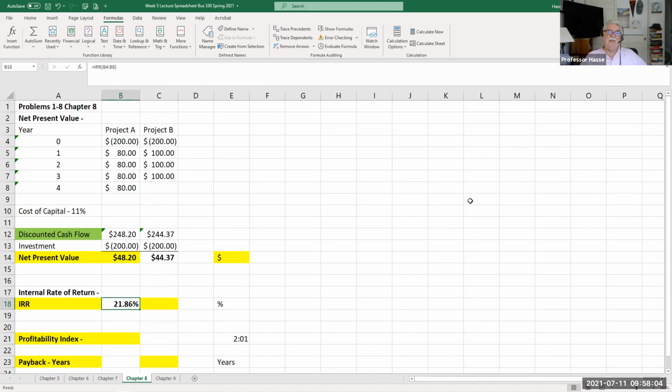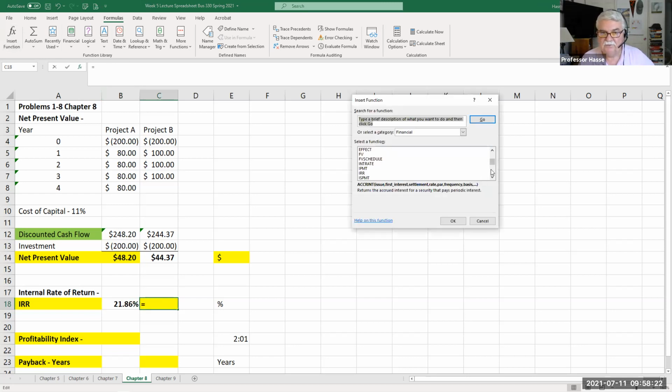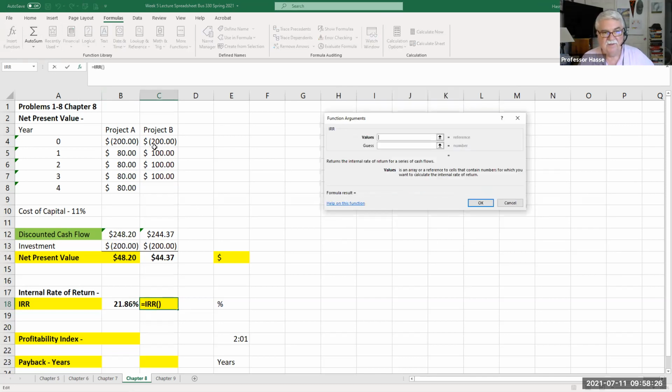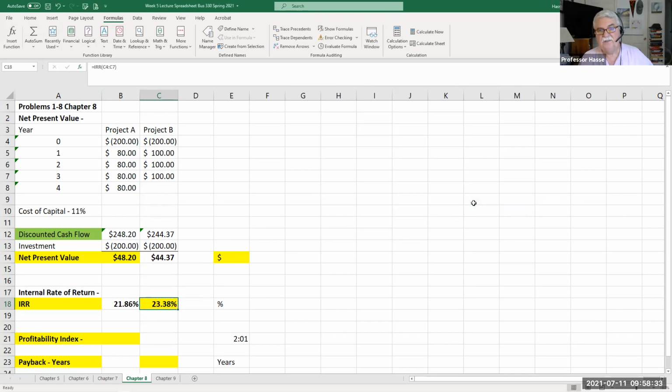So this project A is generating $248.20 in dollars, but generating a total return of 21.86%. What's it for project B? Formula, function, financial, internal rate of return. Again, the values are from year 0 through year 3 in this case. 23.38%.